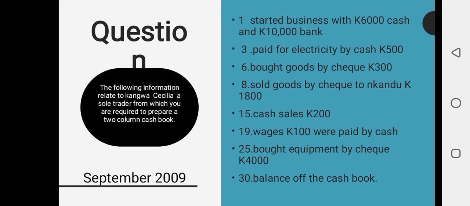Correct. On the 6th, we bought goods by check. Which account is affected? We said any transaction that involves a check belongs to which account? Correct, the bank account.